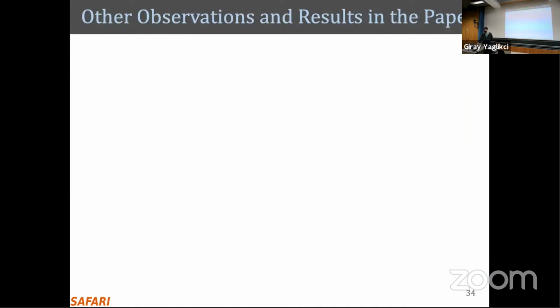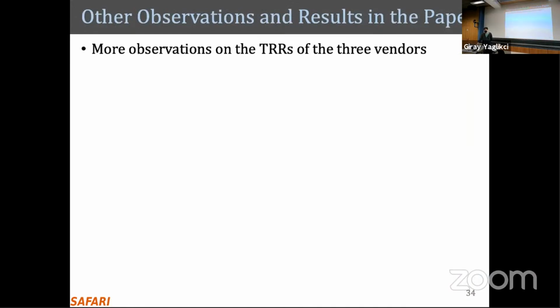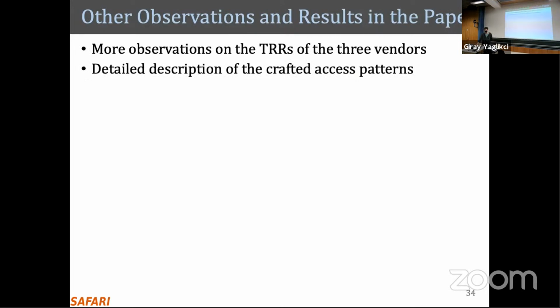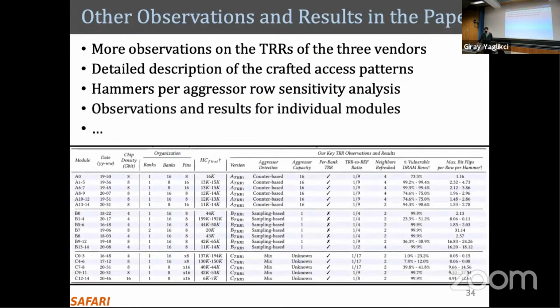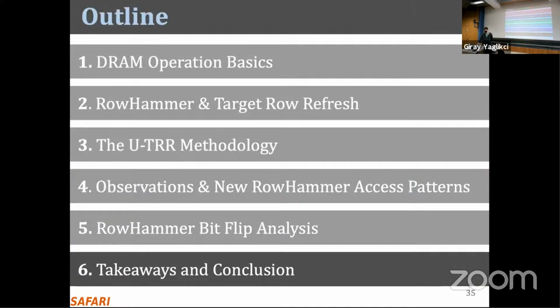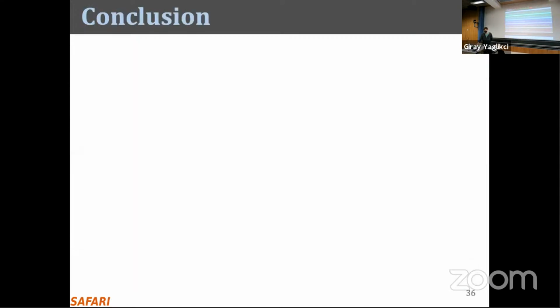In the paper, we have more observations regarding how the TRR mechanisms of the 3 vendors operate, a detailed description of the RowHammer access patterns we crafted, a sensitivity study on how the number of RowHammer bit flips change when we sweep the number of hammers per aggressor row, and observations and results for individual DRAM modules. And here's the table that I showed previously too. So let me quickly conclude my talk.